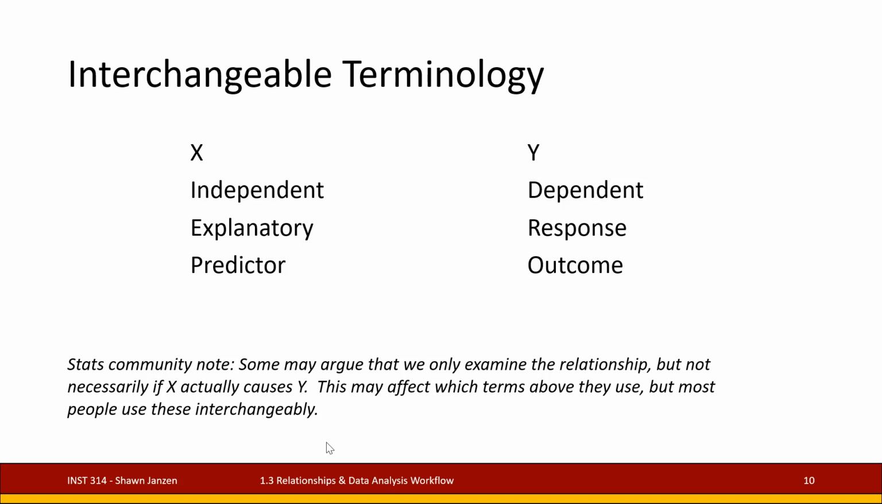So X and Y are the two that I just used, along with independent and dependent. But the X's and independence could also be called explanatory or predictor, and Y's and dependence could also be called response or outcome. And I've put them horizontally across from each other because you usually see explanatory and response together, predictor and outcome together, and so on. And just to reiterate, depending on what communities you're working in may influence which terminologies you see.